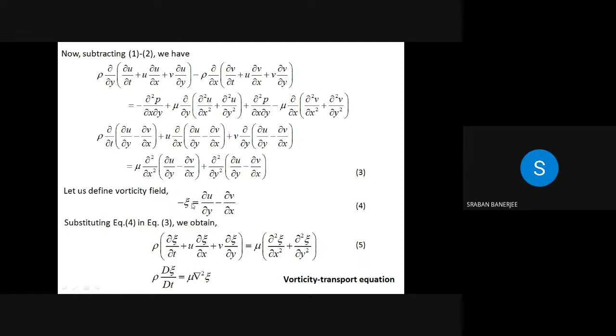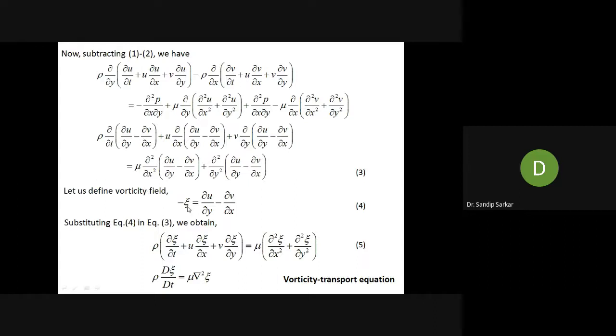Yes, vorticity equals del v del x minus del u del y. So minus chi equals del u del y minus del v del x, taking the sign to the left hand side. Okay, so this is vorticity. Are you convinced? So now you just substitute the del u del y minus del v del x term with the vorticity zeta.